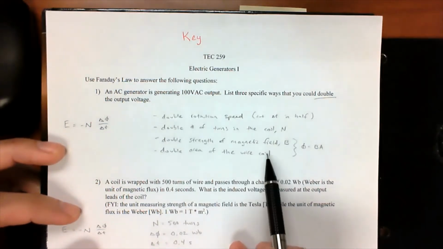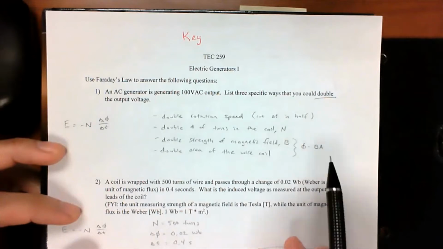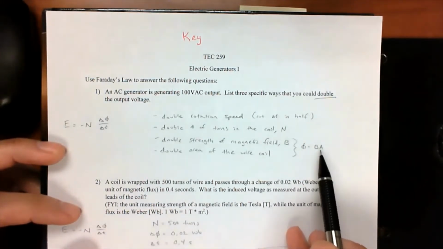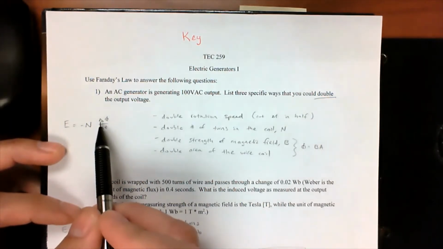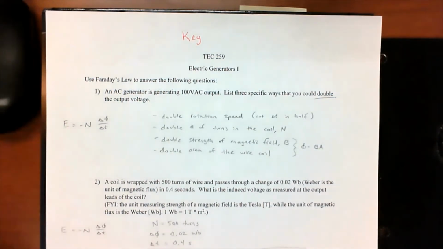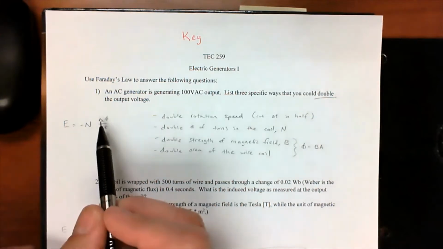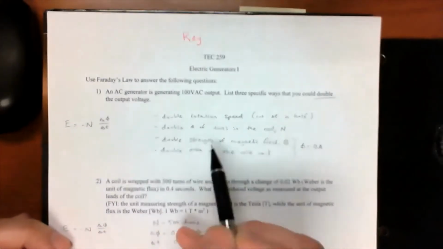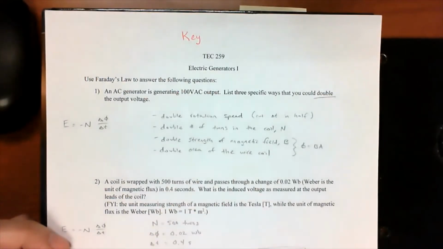Both of those would work because the magnetic flux, which is right here, equals the magnetic field strength times the area. If I double those, it turns out I will also double the change in magnetic flux. So those two aren't quite so obvious, but they're both true. If you double the strength of the magnetic field, B, or if you double the area of the armature, then you will double the change in magnetic flux, delta phi. Okay, so you had to list 3 of these right here for number 1.